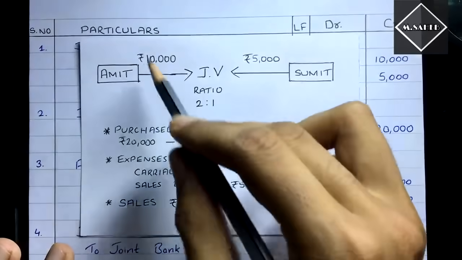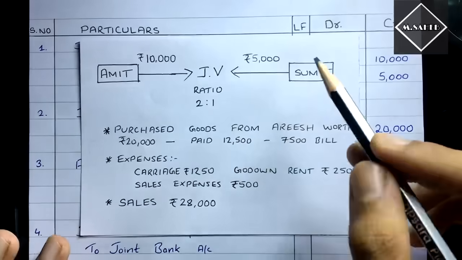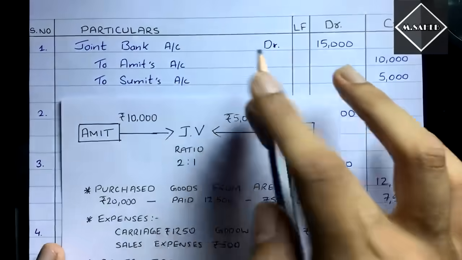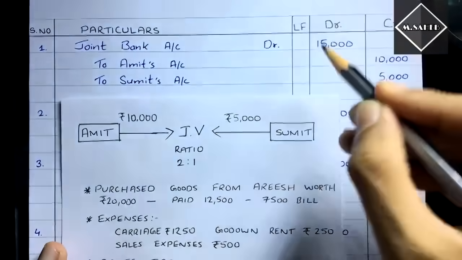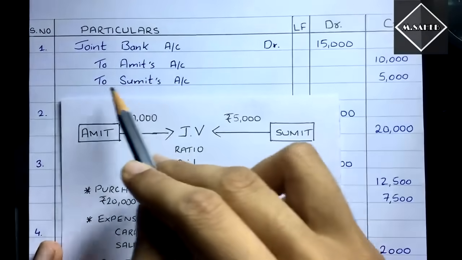So the bank account is increasing, the joint bank account, and Amit's and Sumit's capital accounts are increasing. So what would be the journal entry? See, the journal entry is very simple. Joint bank account debit 15,000 because joint bank account is an asset account. So if it increases, you have to debit, and then you have to credit Amit's account and Sumit's account.